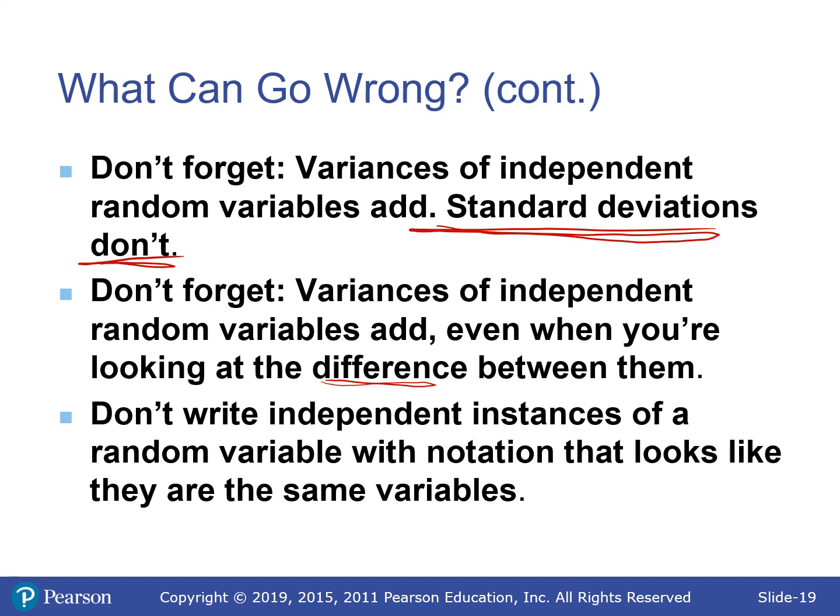Then don't write independent instances of a random variable with notation that looks like they're the same variables. So make sure that you don't write P of X equals, P of X equals. Sometimes you could have like P of X equals 1 is 0.4. No, it was 0.3. And then P of X equals 5 was 0.2. So you could do it that way. That's a good way of showing which one you're looking at.